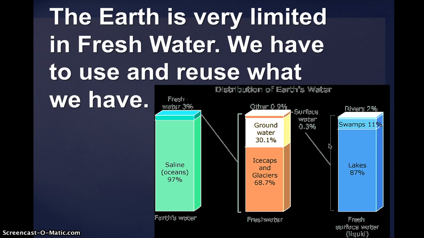And being in Michigan, we don't really understand why fresh water is so limited because we have the Great Lakes surrounding us. So we have the most fresh water surrounding us in almost the whole entire world.